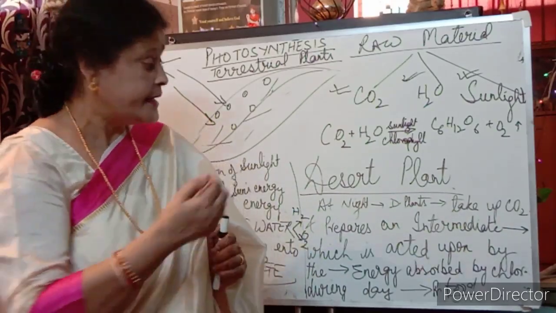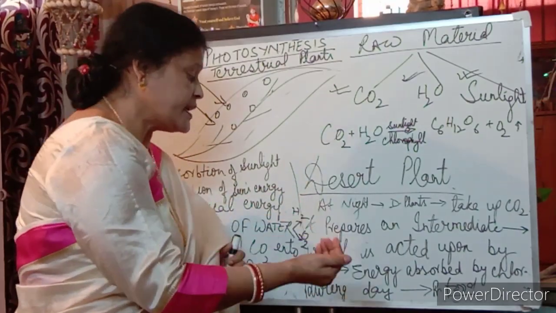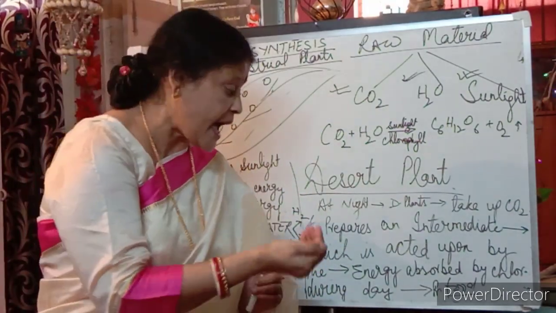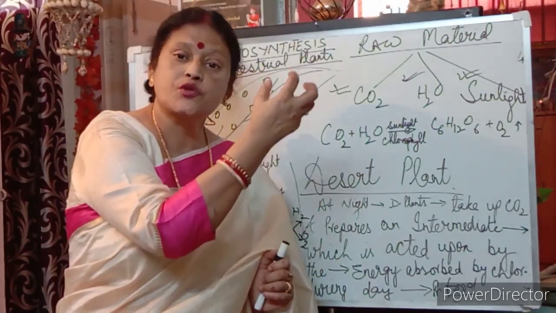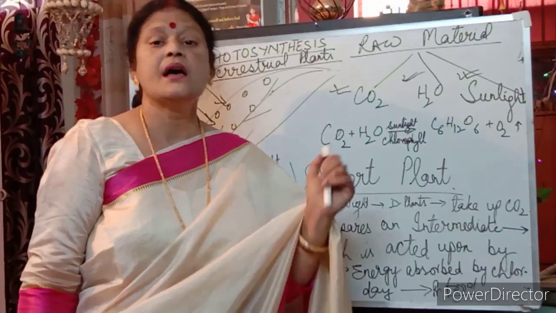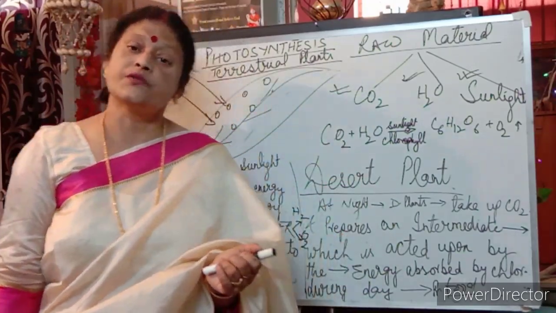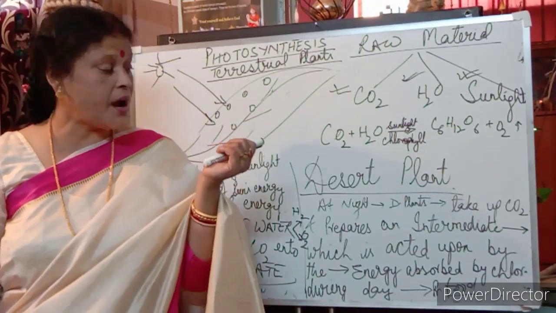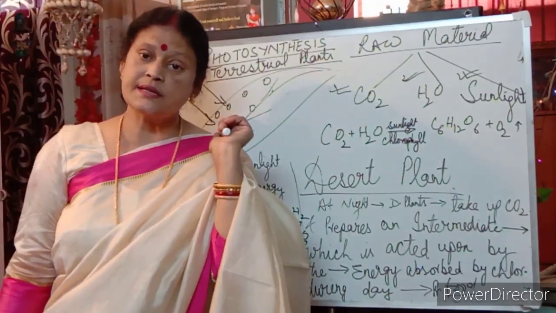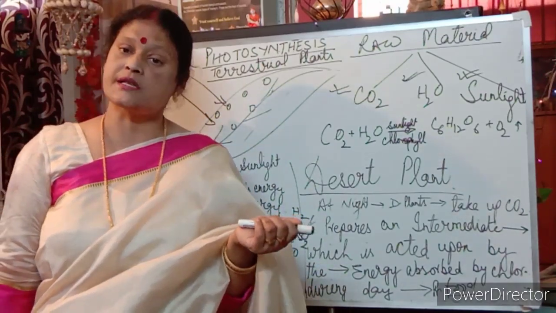Again I am repeating, the desert plant at night takes up CO2 and prepares an intermediate, which is acted upon by the energy absorbed by the chlorophyll molecule during the day, and it prepares the food. This is how the desert plant undergoes photosynthesis. So nutrition in plants is this much only: photosynthesis, that is autotrophic nutrition, its 3 steps, and how it takes place in the desert plant.